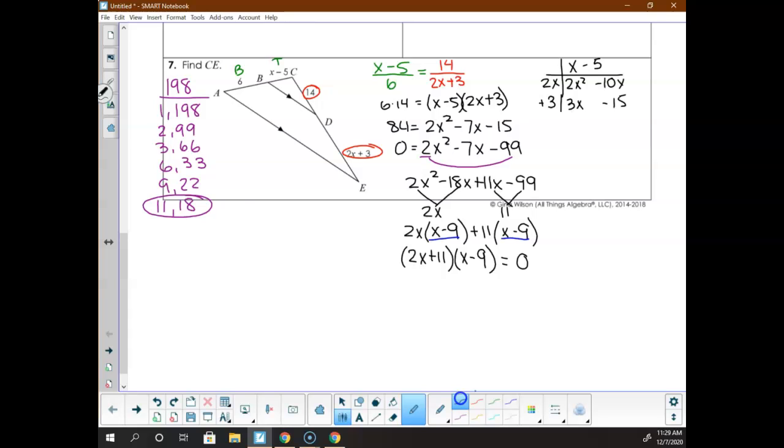So I got to split them. 2x plus 11 equals 0, that is x equals negative 11 over 2, and that's not going to help me. The other one is x minus 9 equals 0, so x equals positive 9. That's actually what I want to plug in, because remember, this one here being negative is extraneous.